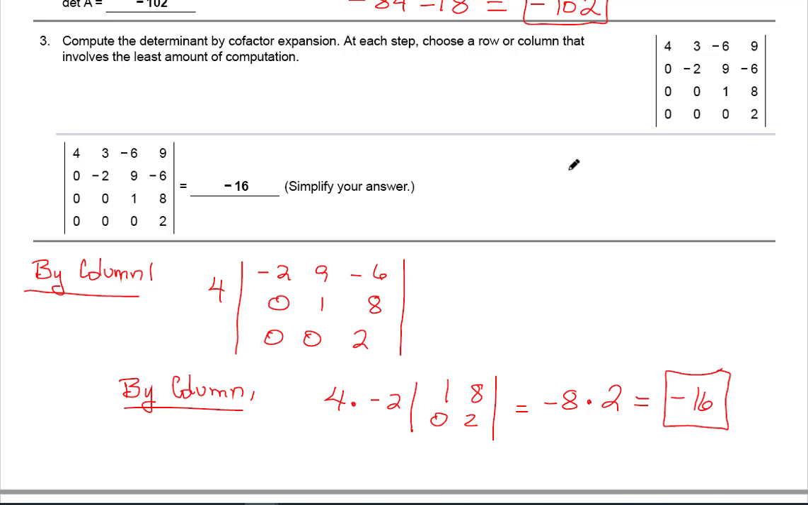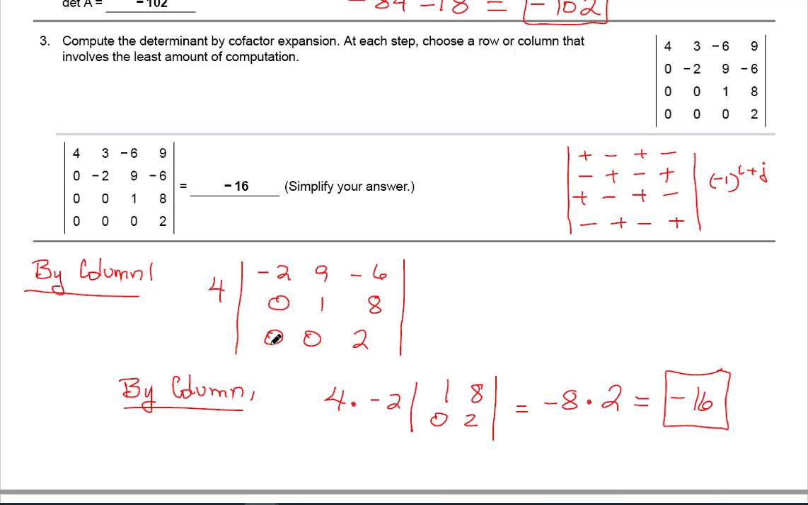How do the signs go? Well, let's see. The signs for a 4 by 4 would go plus, minus, plus, minus. Minus, plus, minus, plus. Plus, minus, plus, minus. Minus, plus, minus, plus. And again, this is minus 1 raised to the i plus j. And so if I go down column 1, then I've got a plus 4, and I've got this 3 by 3 cofactor.